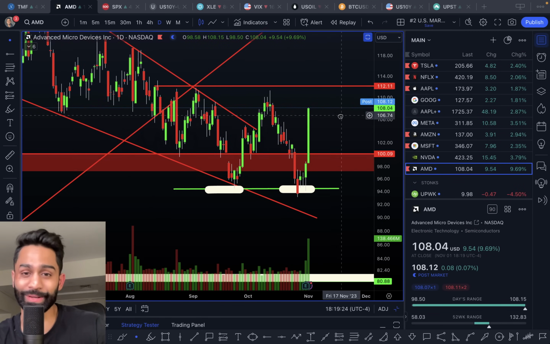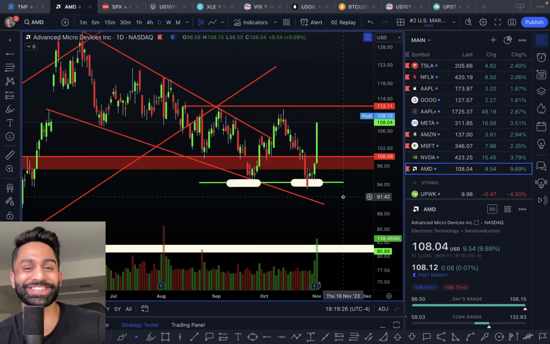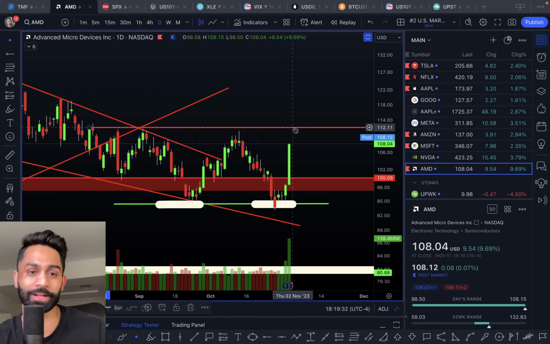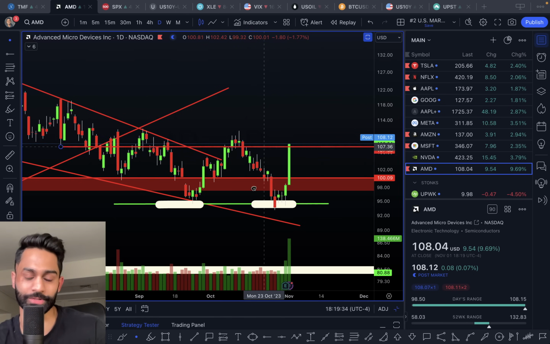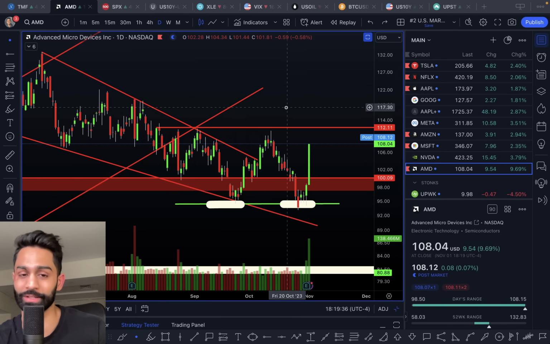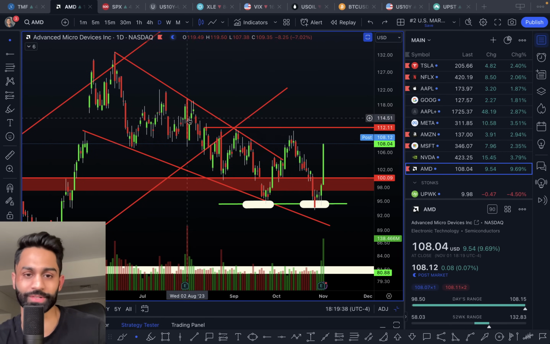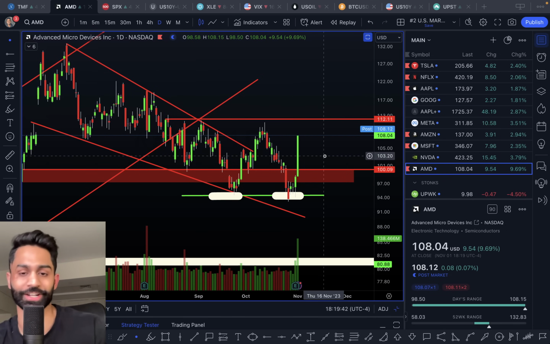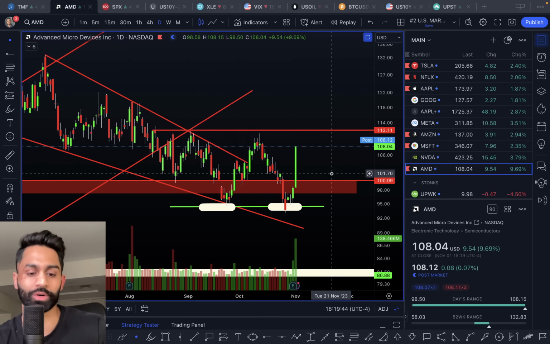Advanced Micro Devices, look at that candle. Very, very strong breakout to the upside. I mean, lots of buyers stepping in for AMD. And the next resistance is really going to be at close to $112 per share. So massive move with a lot of volume for Advanced Micro Devices. So super excited and happy to see that.